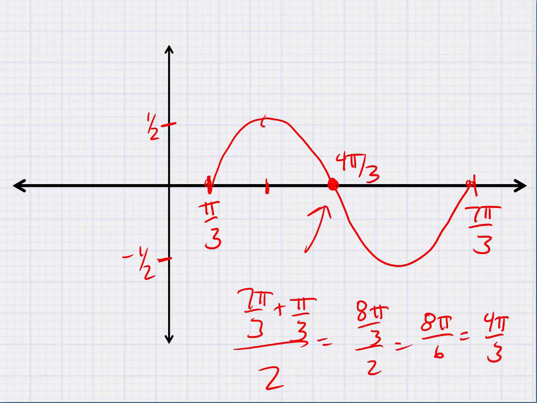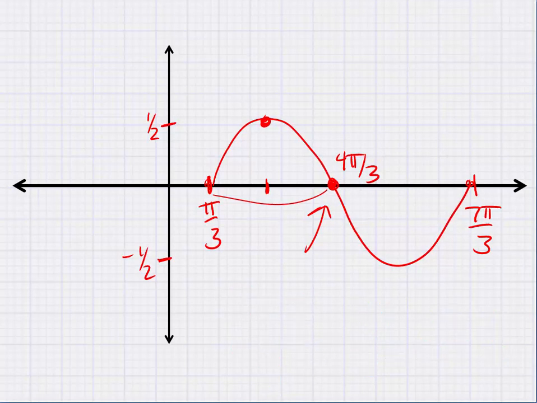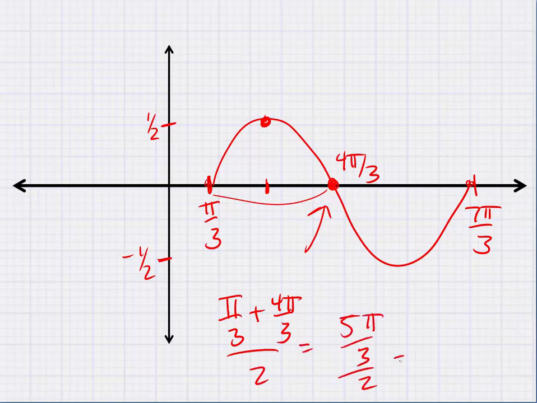Alright, then I want to figure out where this point is. Well, this point right here would be located directly in between these 2 points. If I add those together, I go pi thirds plus 4 pi thirds divided by 2. I would get 5 pi thirds divided by 2, which gives me 5 pi sixths. So this one would be 5 pi sixths. I do the same thing for this one. Add these two together, divide by 2. I'm going to get 11 pi sixths. Okay.